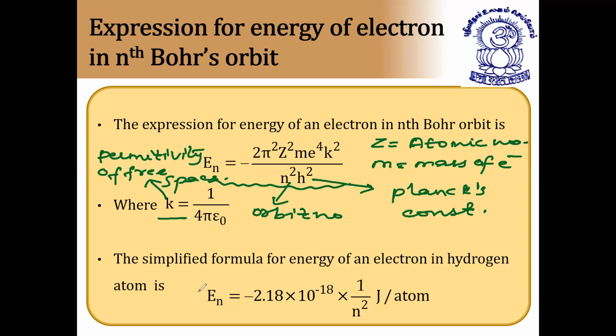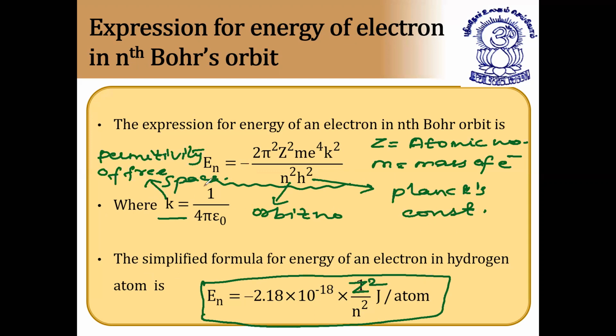That is En is equal to minus 2.18 into 10 to the power of minus 18 into Z square by n square. Actually here we should write for hydrogen-like species, so we write Z square by n square because hydrogen-like species we have to consider also. So this is the expression. In this case it is joules per atom.